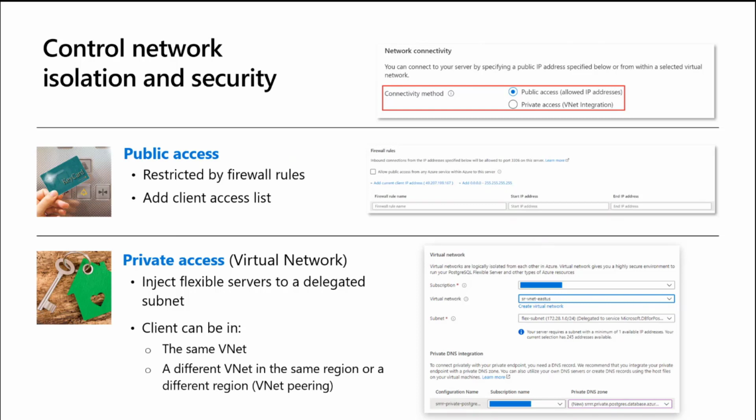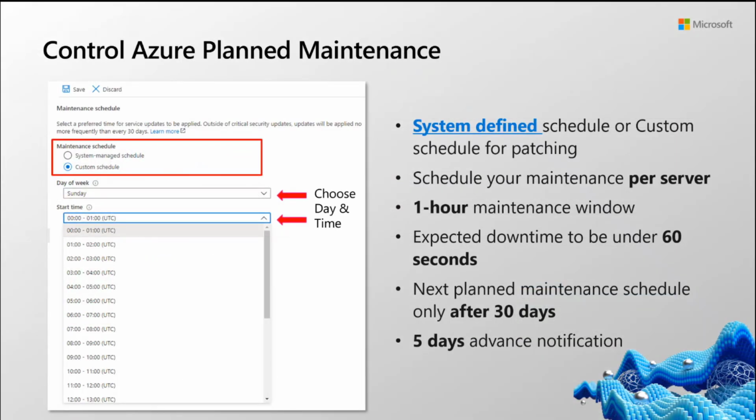So if your database instance and application instance are deployed in the same VNet, then you don't need to do any additional network configuration. But if for any reason your application is deployed in a different VNet than your database instance, then you will require VNet peering. And this is one of the nice features we introduced in Flexible Server.